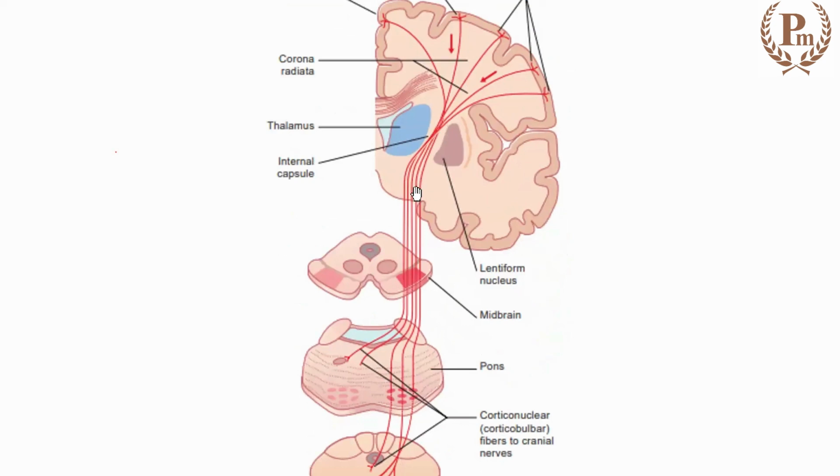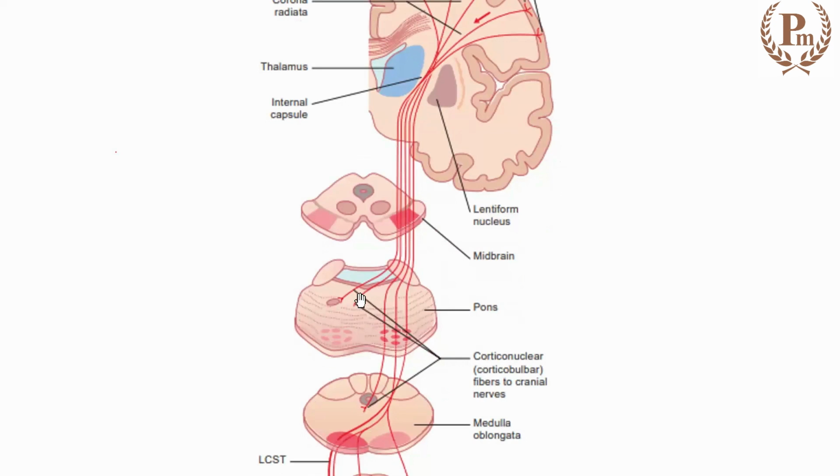Next, these fibers go to the midbrain. In the midbrain, which part do they descend through? They descend through the crus cerebri, so please mind it. Some of the fibers may cross over and go to the nuclei of the cranial nerves, and we call these corticonuclear fibers. There is also a term called corticobulbar fibers. So these descending fibers may cross and supply the cranial nuclei.